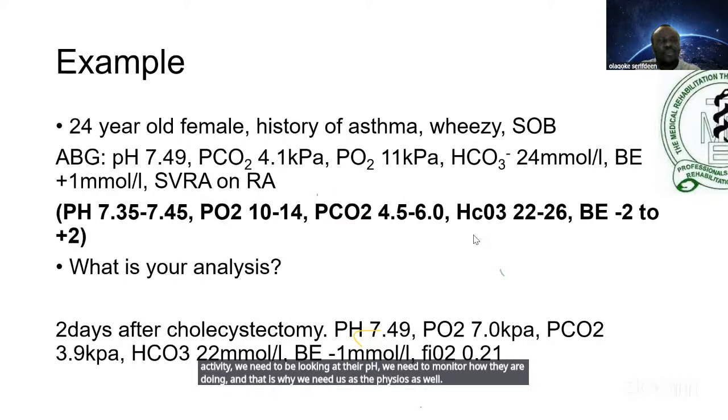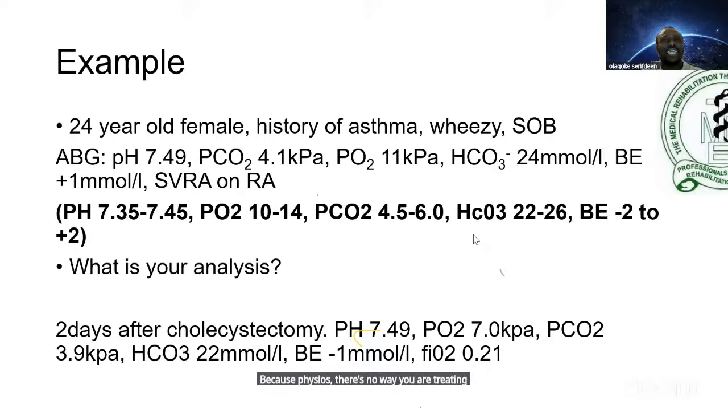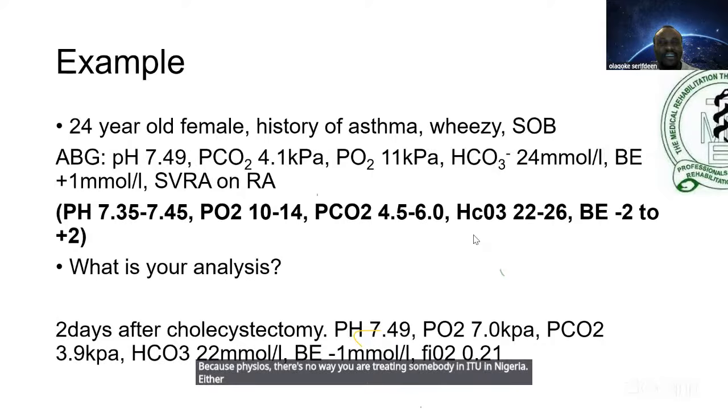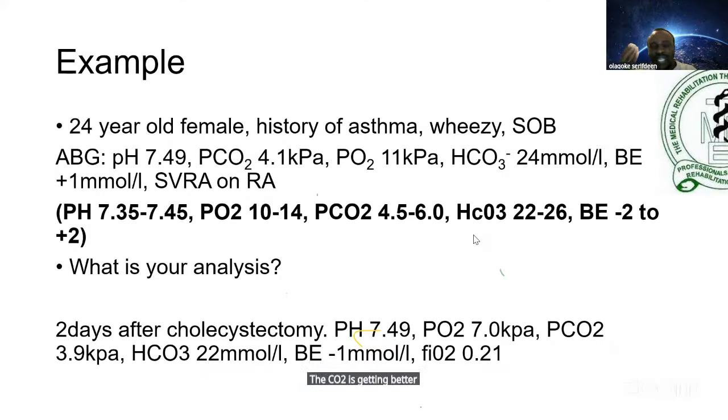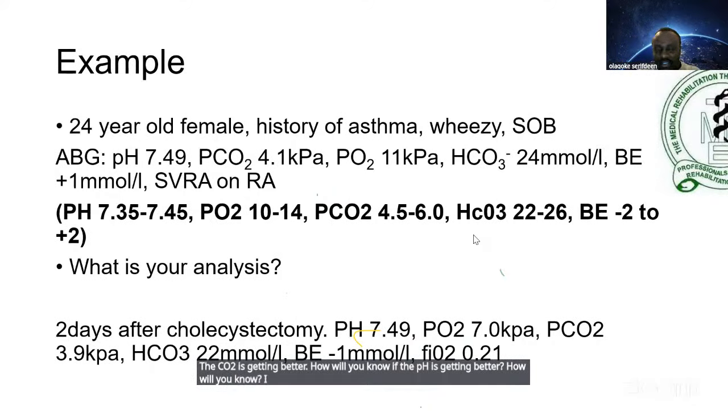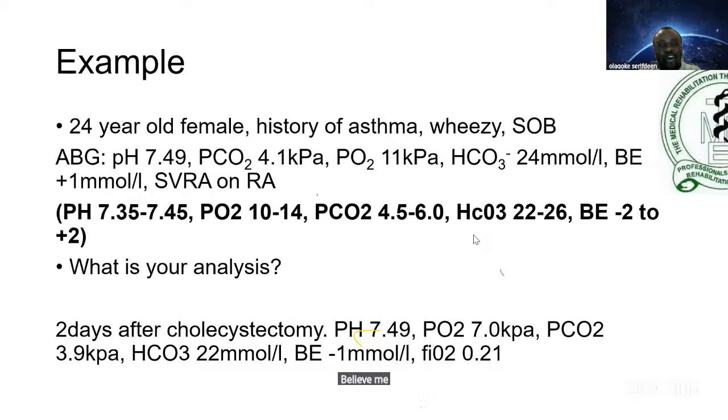Because as physios, there's no way you are treating somebody in ITU in Nigeria, either peds or adults, and you are treating them for chest, and you will not be requesting ABGs. It's not possible. How will you know if their oxygen is getting better? If their CO2 is getting better? How will you know if their pH is getting better? You cannot. I know you can clinically correlate that with your patient presentation, but believe me, ABGs are good.